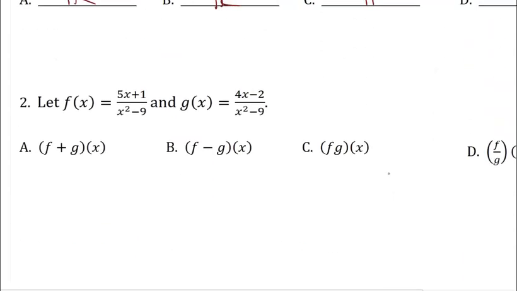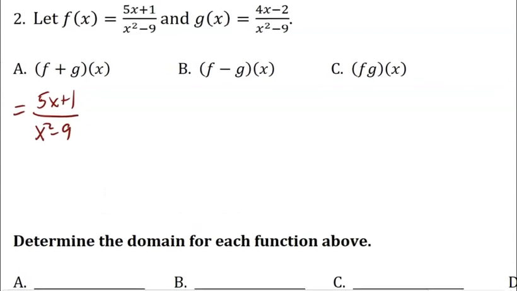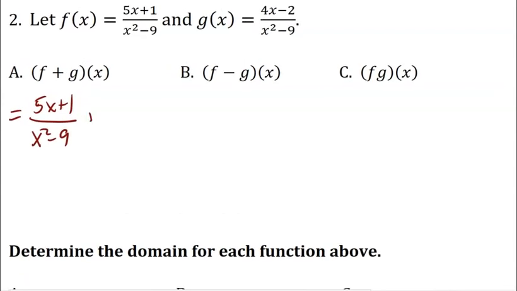Okay. So we have two rational functions. These are called rational functions if we have a polynomial on top and bottom. So first I'm doing f plus g. This is going to equal 5x plus 1 over x squared minus 9, plus 4x minus 2 over x squared minus 9. How convenient is that? We already have a common denominator, so we don't have to get a common denominator.